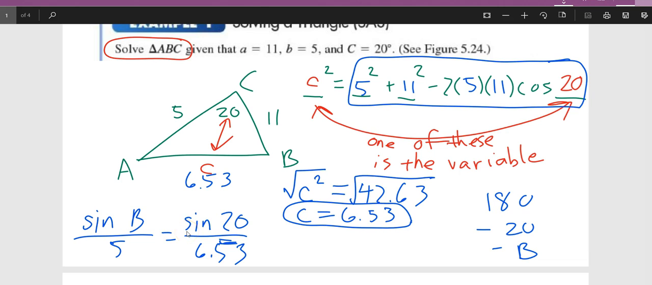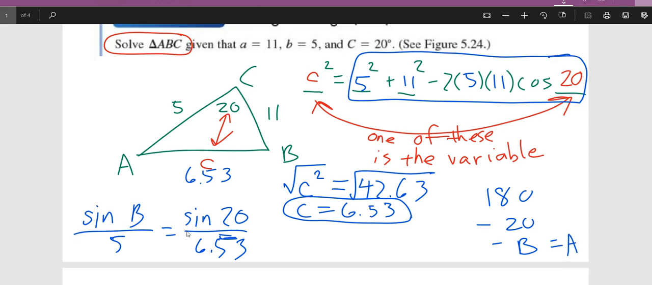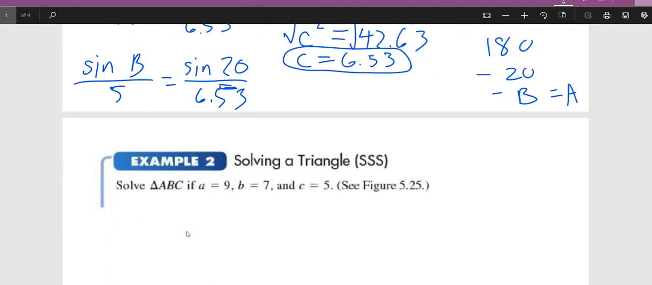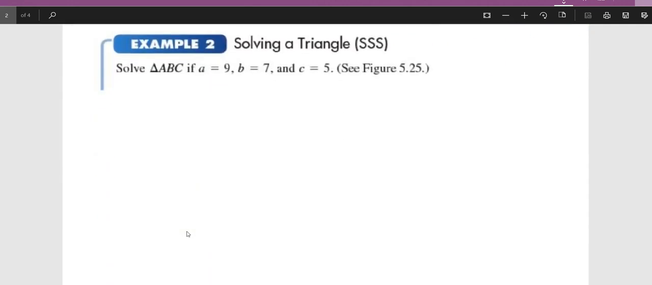Yeah, we could have found A with the law of sines and then subtracted to find angle B. All right, so all that stuff for finding angle A. We've done enough of that stuff. I know you are capable. So let's move on to example 2.